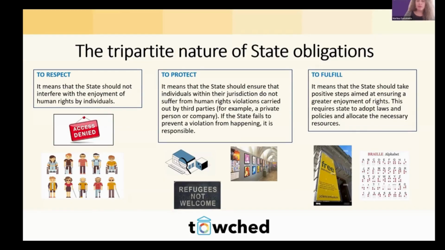And then we move to the third type of state obligation. This is more a positive one, and it is the obligation to fulfill. Why? Because this is actually something that requires the allocation of resources. Most of the time, the obligation to fulfill is not really for free, but it requires the state to have some money or some other type of technical expertise, for example, because it means that the state should take some positive steps to ensure a greater level of enjoyment of rights by adopting law, policies, programs, and especially by allocating the necessary resources.